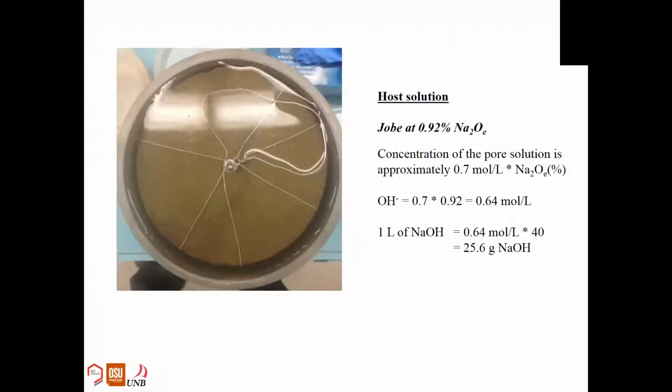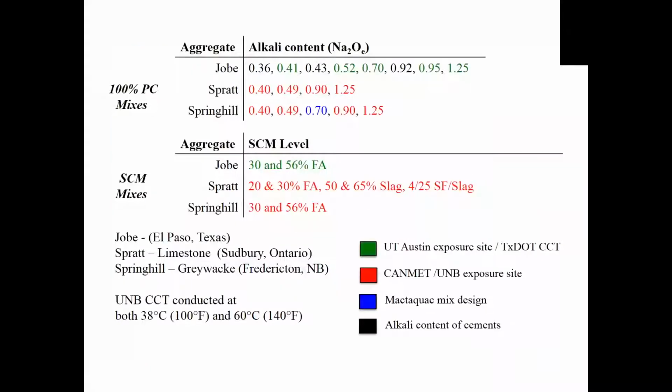And this just shows how we balance the pore solution, or the host solution, with the internal pore solution of the concrete. With straight Portland cement mixes, this is easy. We have fly ash, slag, silica fume, metakaolin in there. We have to rely on some of our pore solution data to try and predict that solution concentration.